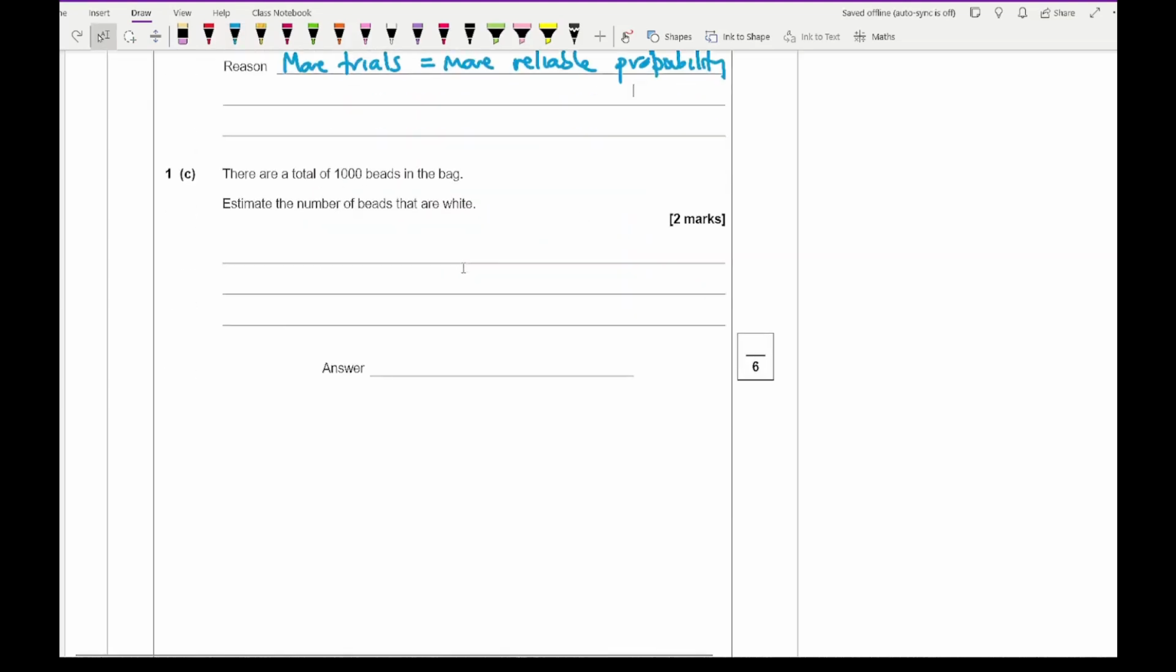Then moving on to 1c, it says there are a total of 1,000 beads in the bag. Estimate the number of beads that are white. So for this, all we need to do is do the best relative frequency, which is 0.32, multiply that by 1,000, and we get an answer of 320.